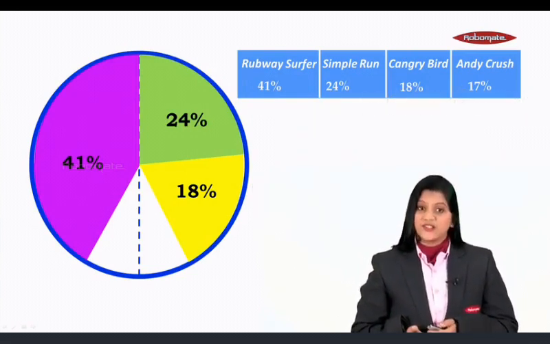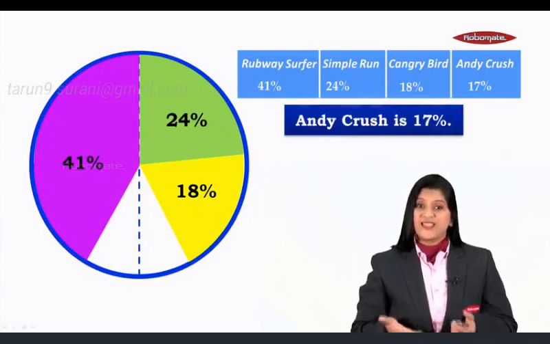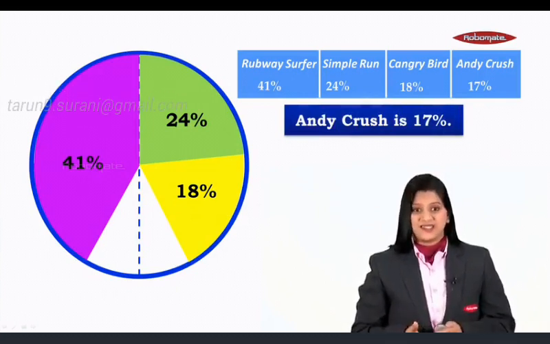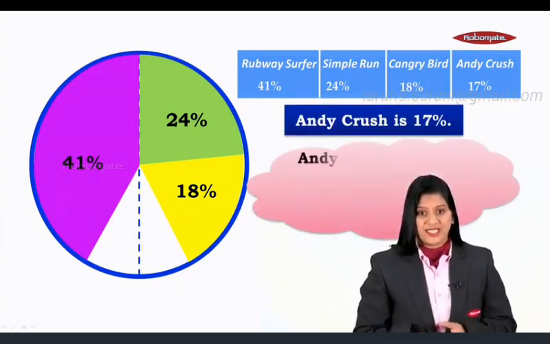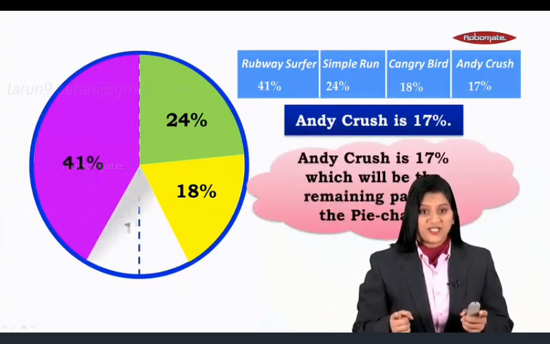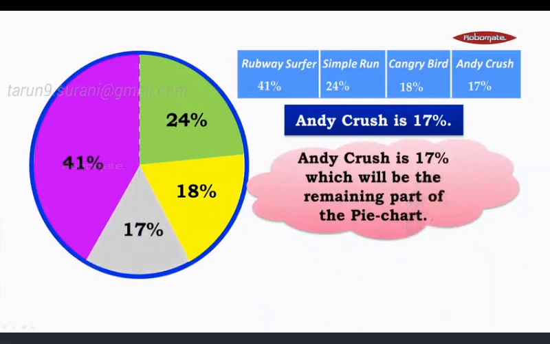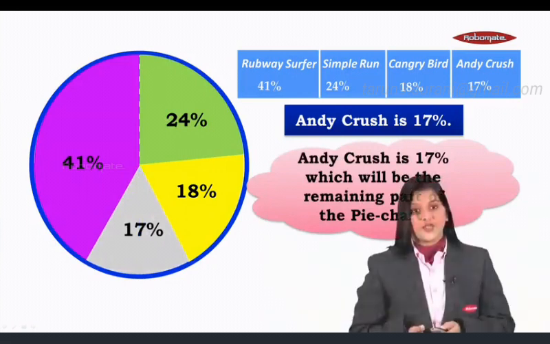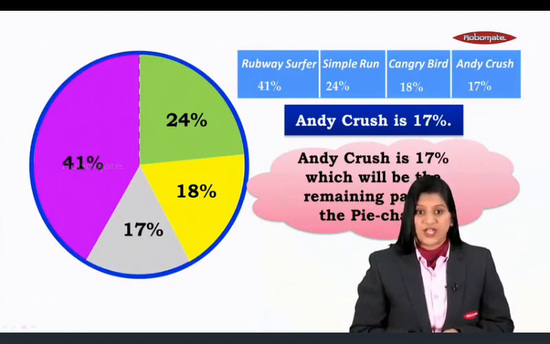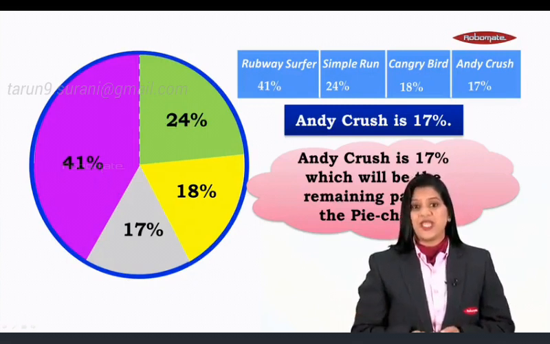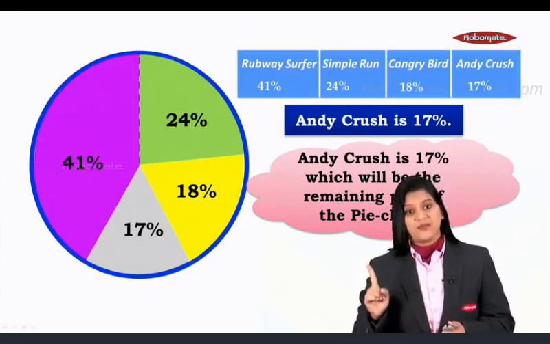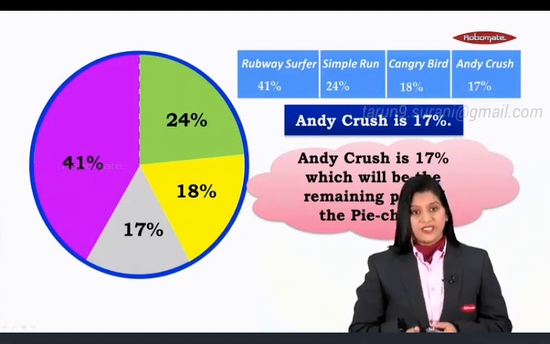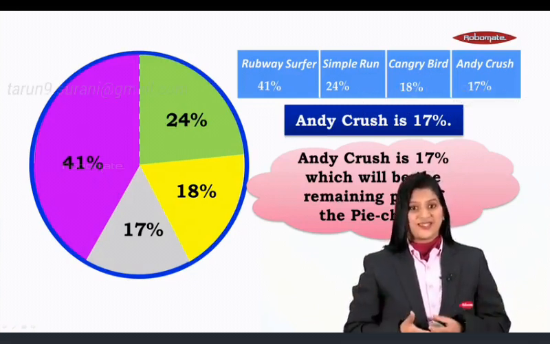Now, the last quantity is Andy Crush, 17%. And understand that now, since the entire circle represents 100%, okay, Andy Crush is 17%, which means the remaining part of the pie chart will be marked here, isn't it? So, this is how you draw your pie chart, and that's how you're going to easily make it. But again, do not use colors in your exams, only a pencil and a pen. With this, we are done with a pie chart. Isn't it simple?